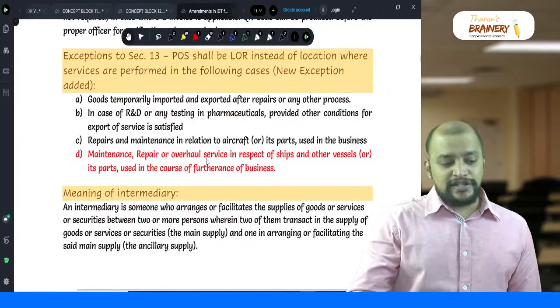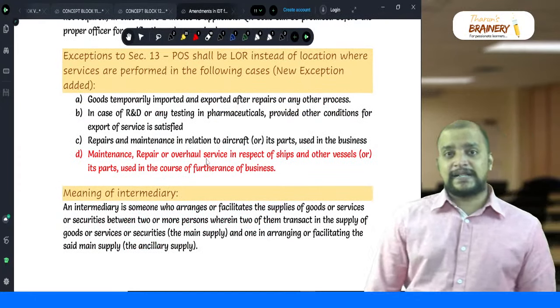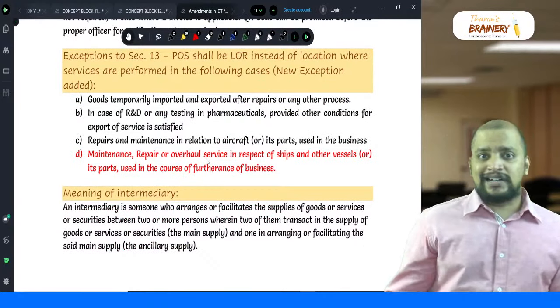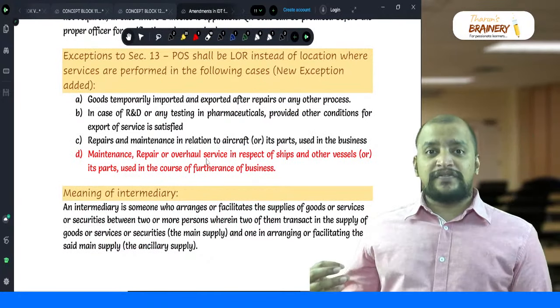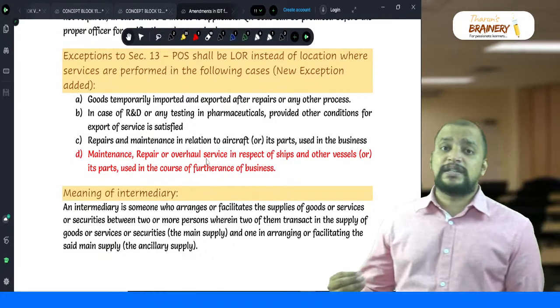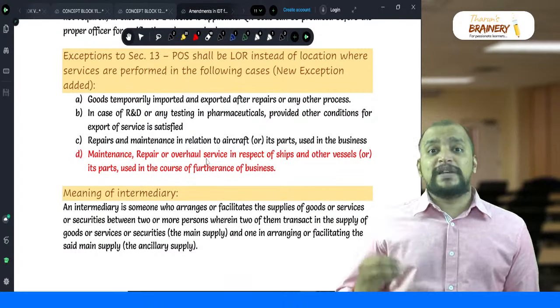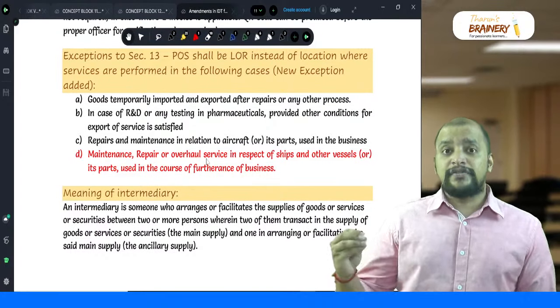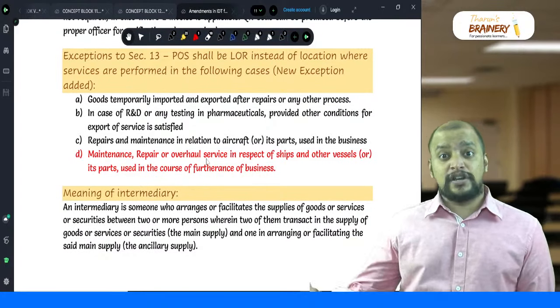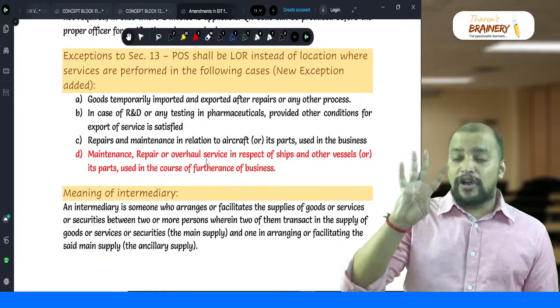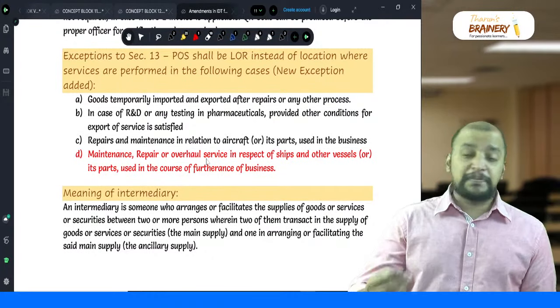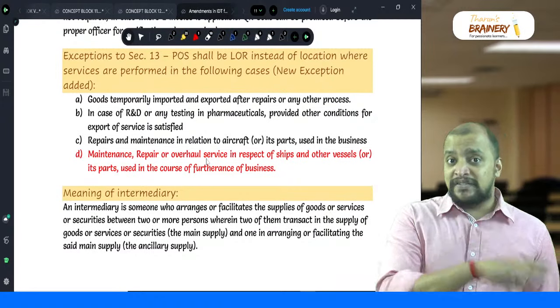Then in place of supply, there are some exceptions to section 13. Section 13 determines the place of supply when the supplier or recipient is in India and the other person is outside India. For performance-based service in relation to goods, we have the location where services are actually performed. But we have 4 exceptions now in that. 3 exceptions were already there for the previous exam itself.